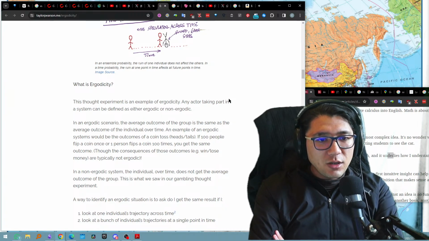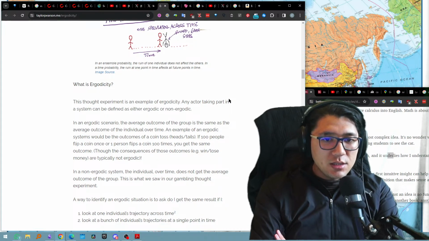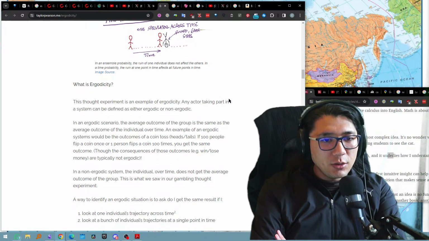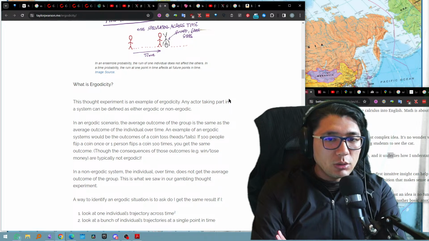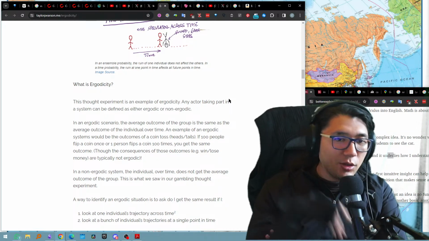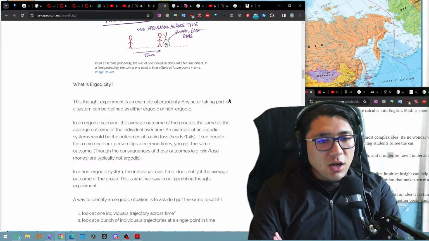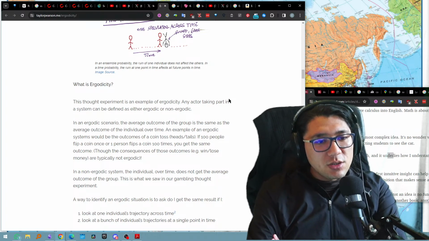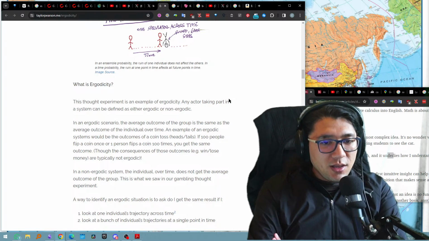An example of an ergodic system would be the outcomes of a coin toss, heads, tails. If 100 people flip a coin once or one person flips a coin 100 times, you get the same outcome, though the consequences of those outcomes, e.g. win, lose money, are typically non-ergodic. In a non-ergodic system, the individual over time does not get the average outcome of the group. That is what we saw in our gambling thought experiment.